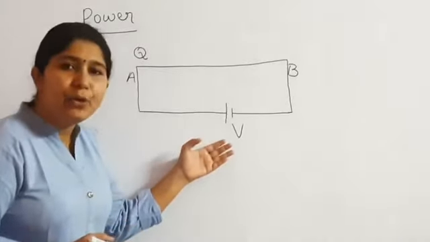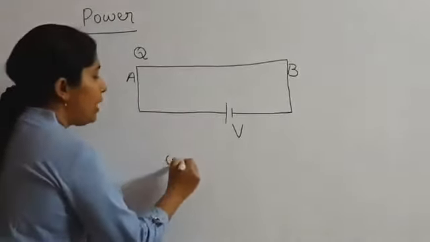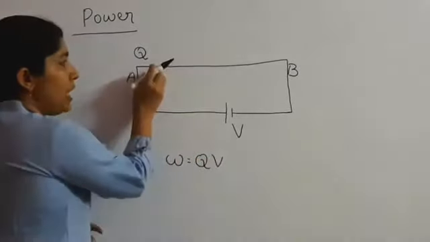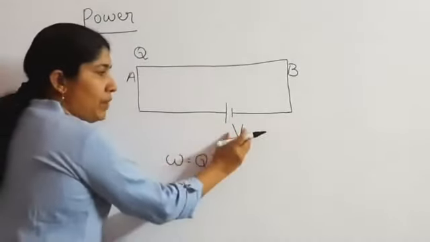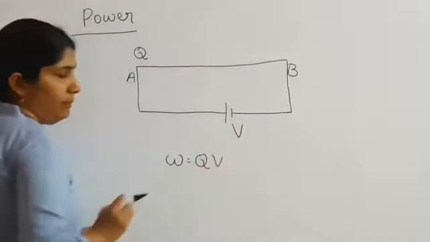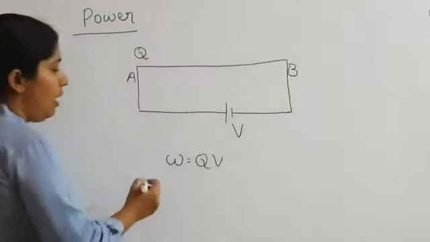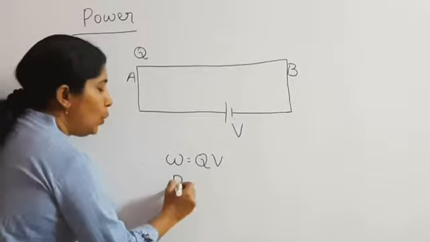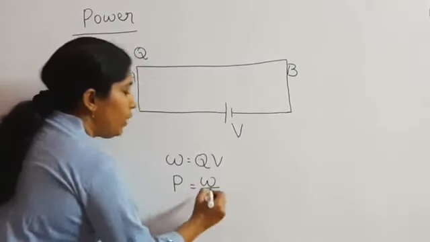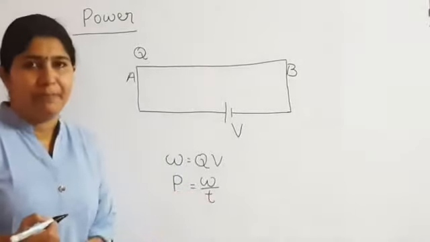Here the battery will do a certain amount of work. We know that the work done W equals Q into V. If Q charge moves through a potential V, then work done W is equal to Q into V. Now, what about power? Power P is equal to work divided by time. The rate of doing work, or work divided by time, is known as power.